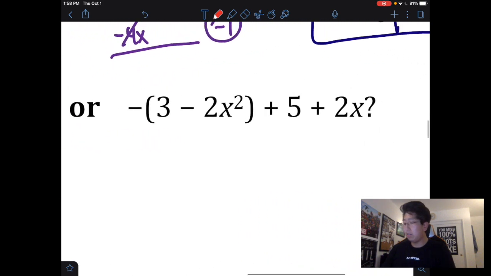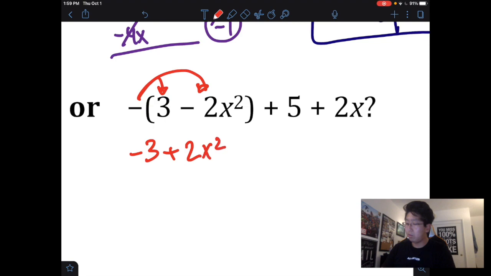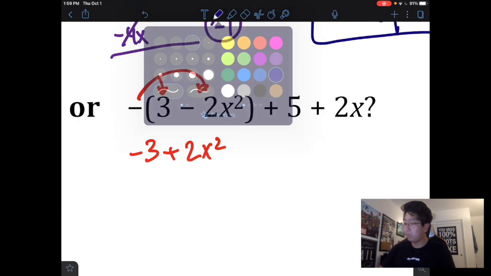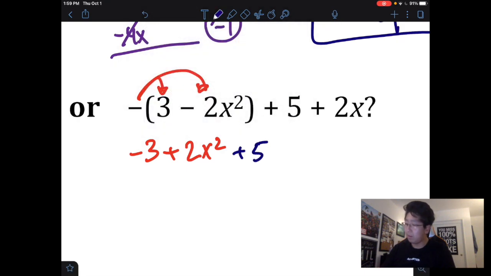Let's go ahead and look on the right side. Oh, look. We get to flip right away. So negative 3 plus 2x squared. Right, the opposite of positive 3 is negative 3. The opposite of negative 2x squared is positive x squared. And we'll copy the rest of the problem. Plus 5 minus plus 2x.